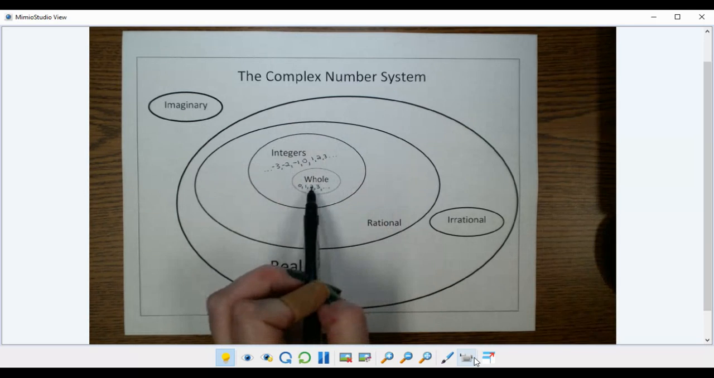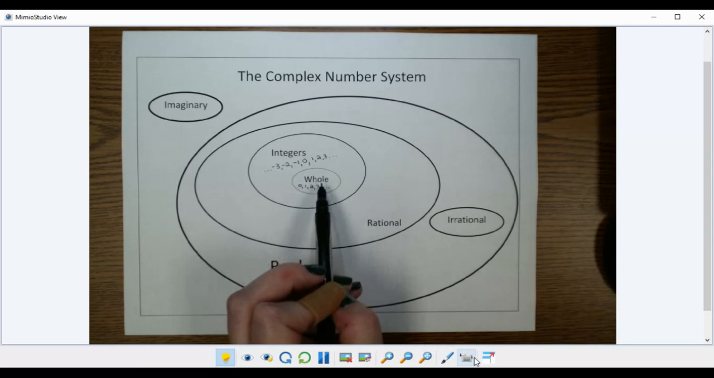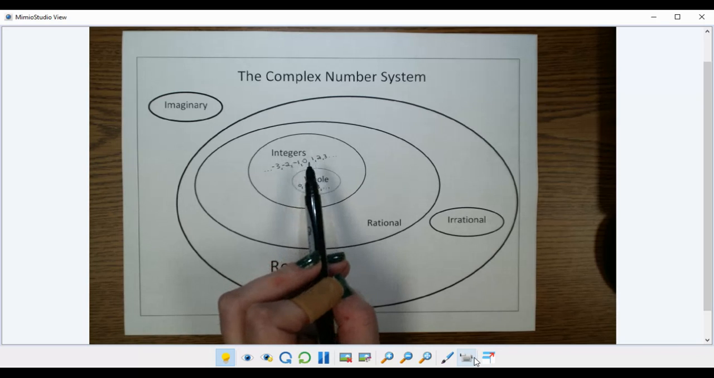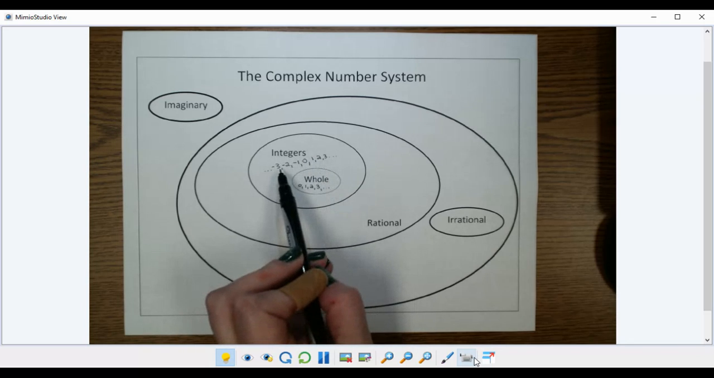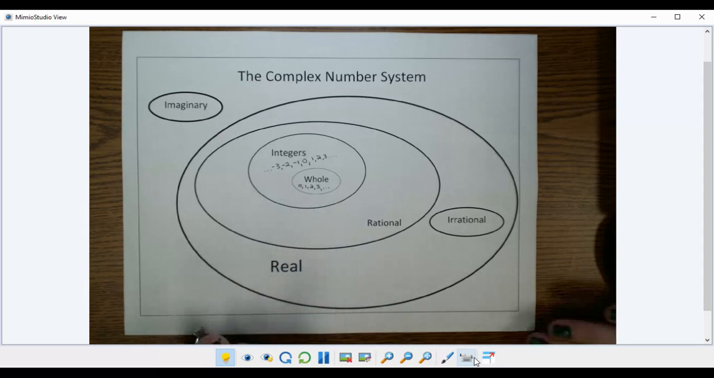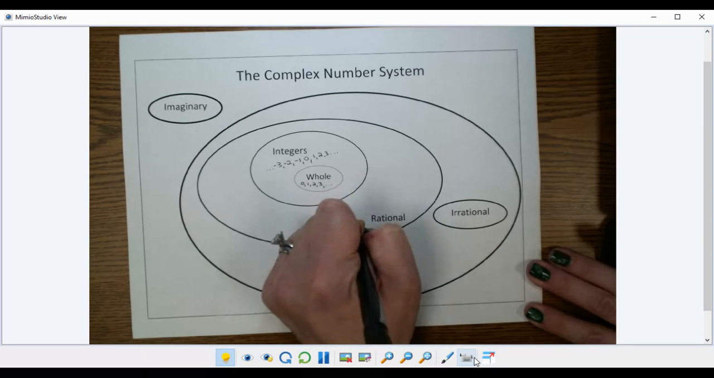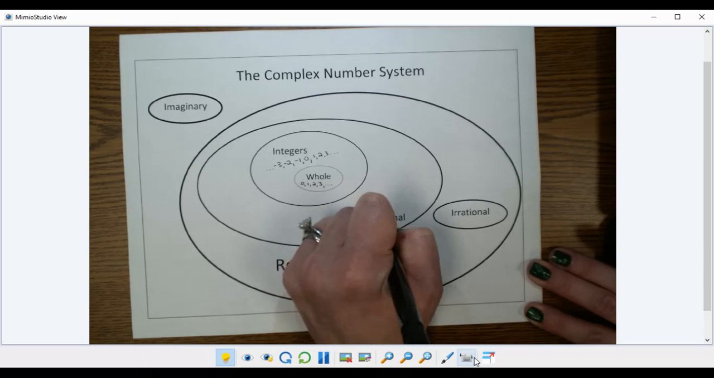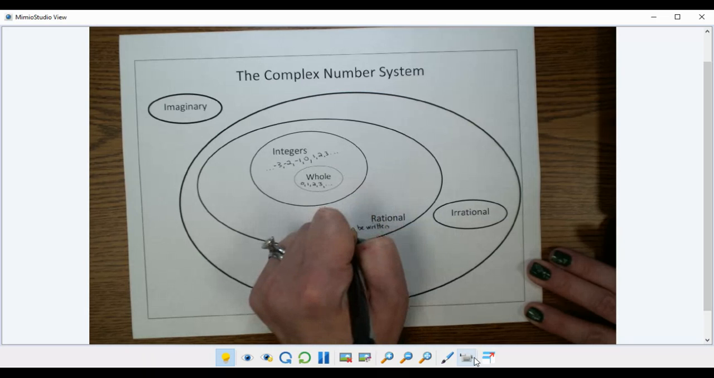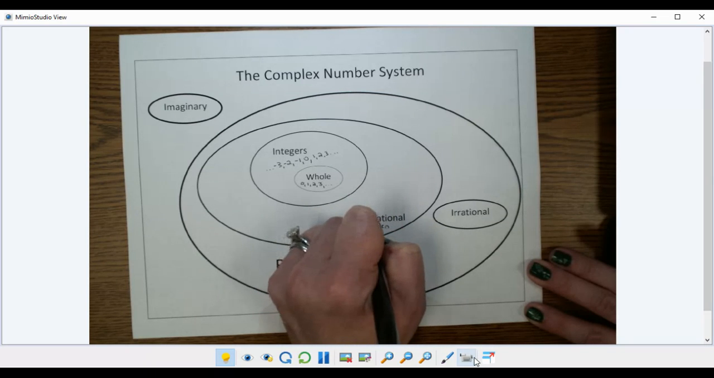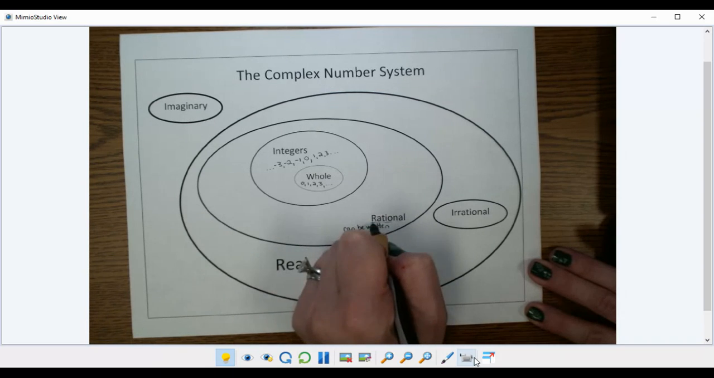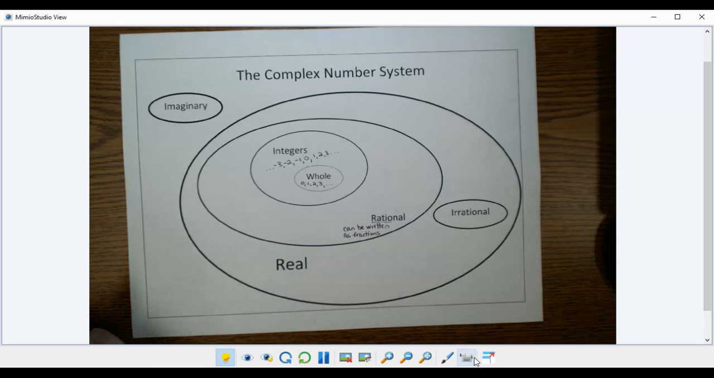So we've added on another side to the whole numbers. Whole numbers are integers, but not every integer is a whole number. For example, -3, it's only an integer. Then we talk about rational numbers. These are things that can be written like a fraction. Okay, you'll see the word ratio in there. That's how you remember that they can be written like a fraction.